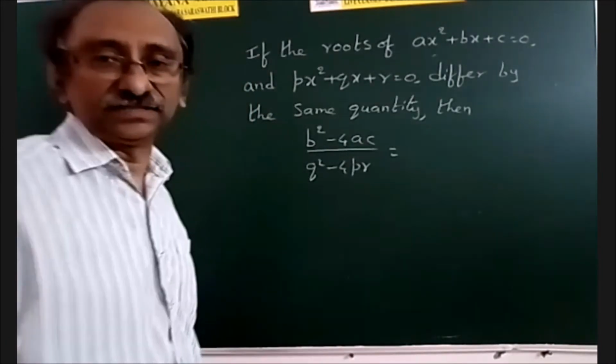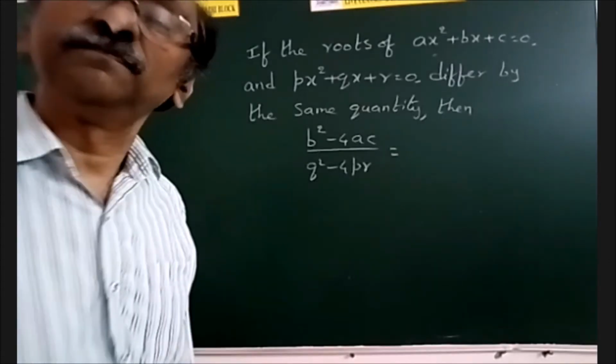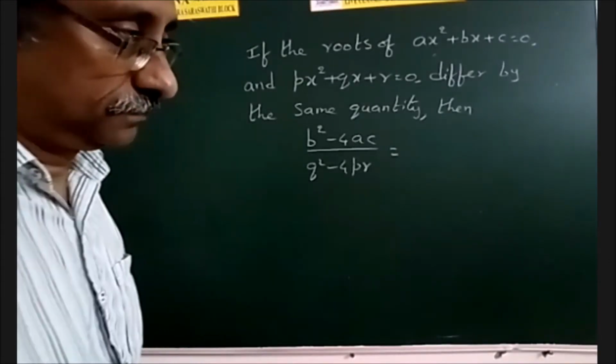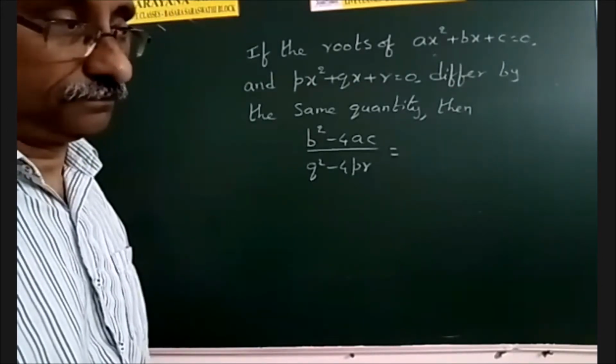So how many did this problem? How many did this one? So I will ask Gnana Swaroop. Hello, sir. Sir, the answer is a square by p square. What is the answer? A square by p square, sir.